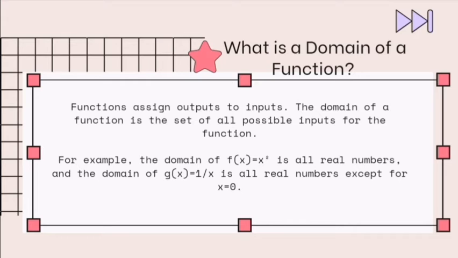0. Why? Because g of x is in fraction form, 1 over x. And by the rule of fractions, the denominator, which is the x, cannot be equal to 0. So the value of x must not be equal to 0. So that is why it is all real numbers except for x is equal to 0.